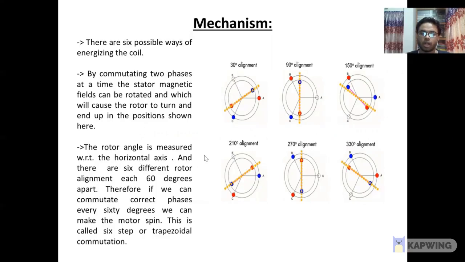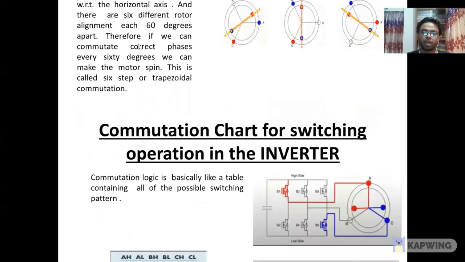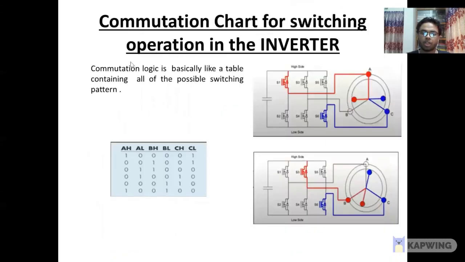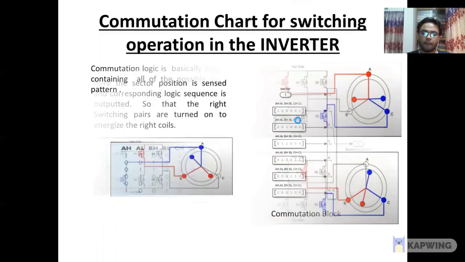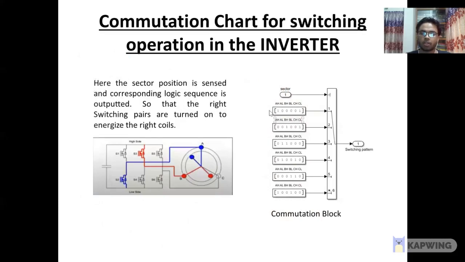The rotor angles are measured with respect to the horizontal axis, and there are 6 different rotor alignments, each 60 degrees apart. This is called the 6-step or trapezoidal commutation. Commutation chart for switching operation in the inverter. Commutation logic is basically like a table containing all of the possible switching patterns. Here, the first 3 switching patterns have been shown in the picture. Here, the sector position is sensed and the corresponding logic sequence is outputted so that the right switching pairs are turned on to energize the right coils.